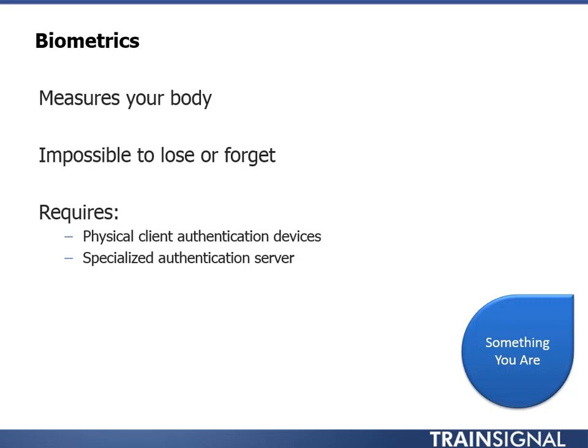Biometrics have a huge advantage over passwords in that they're impossible to lose or forget. Well, I guess they're not impossible. You could lose your finger or your eye or something, but it doesn't happen as often as people forget their passwords, right? Biometrics are something you are, the third type of authentication, also known as characteristic-based authentication. Biometrics are pretty hard to implement. They require physical client authentication devices, so you need to have a fingerprint scanner on every device. They also require a specialized server that can store the characteristics of your fingerprint or your retina and compare it against whatever data it is that the authentication client spits out.